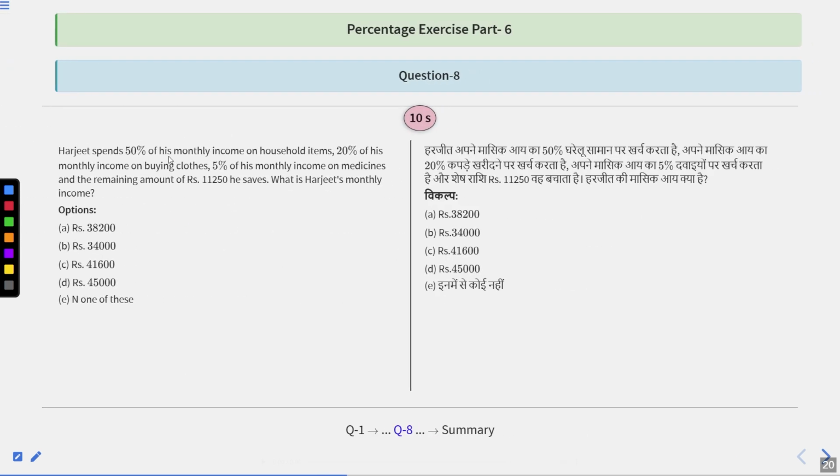Harjeet spent 50% of his monthly income on household items, 20% of his monthly income on buying clothes, 5% of his monthly income on medicines, and the remaining amount, rupees 11,250, he saves. What is Harjeet's monthly income? You have 5 options and 10 seconds to solve this question. Your time starts now.